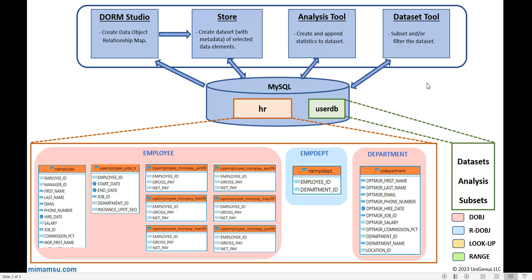In this example, we have two databases, or rather two schemas on MySQL. We will use the UserDB schema to store data sets, analysis, and subset tables. And we'll map tables and views in the HR schema in terms of objects and attributes. For example, we'll map the employee table as the employee data object, the department table as the department data object, and we'll map a table for the EMP-DEPT relationship data object, which relates the employee and department data objects. So now I'll start the application.